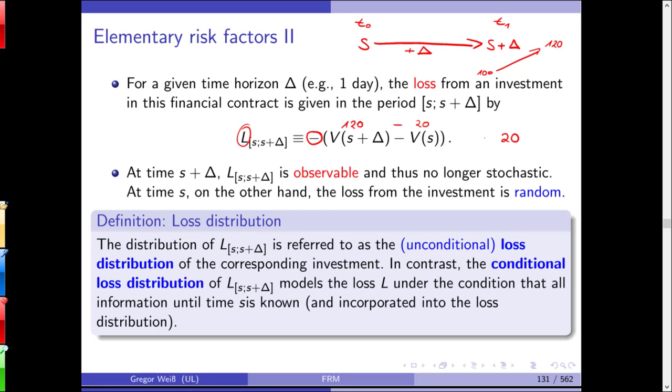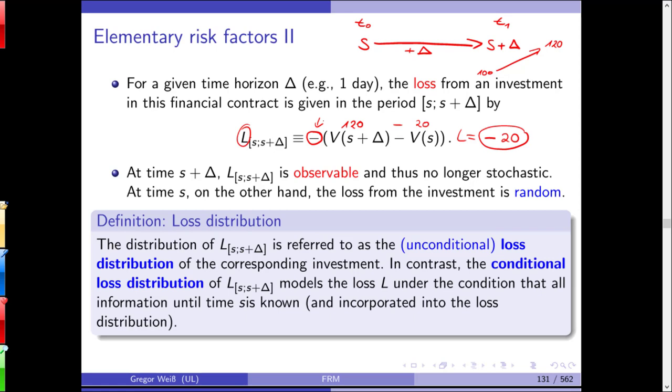And at this point, one needs to be careful. The usual convention in risk management and in actuarial science and insurance mathematics is that losses are positive numbers. So if we see a loss L equal to minus 20, this is a profit. And in many cases, we'll just neglect this profit and say we don't care about the profit, we'll only care about losses. This is why we have a minus that is included here before the difference between V at S plus delta and V at S.